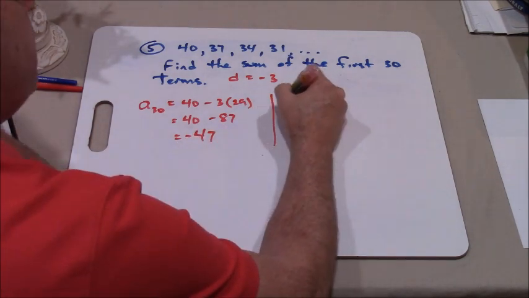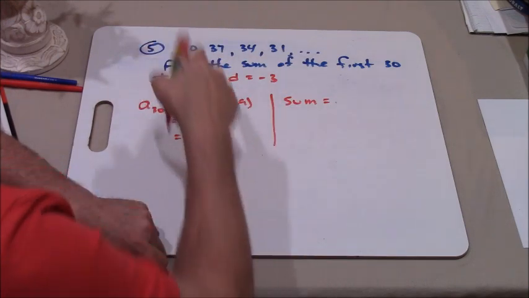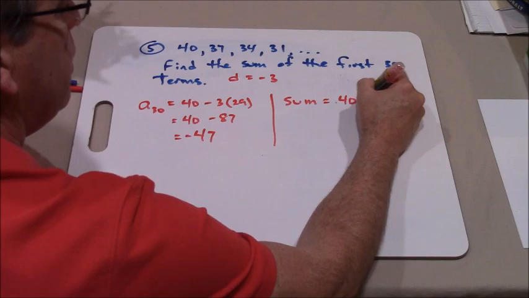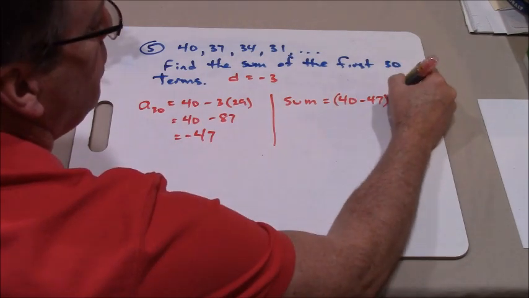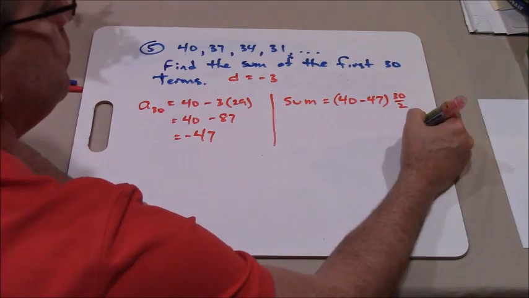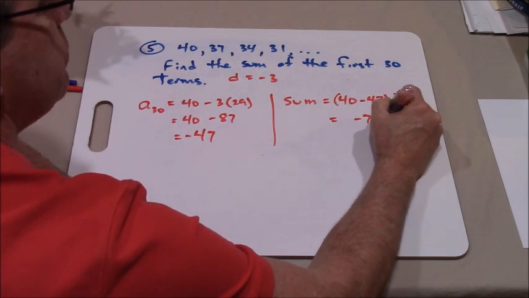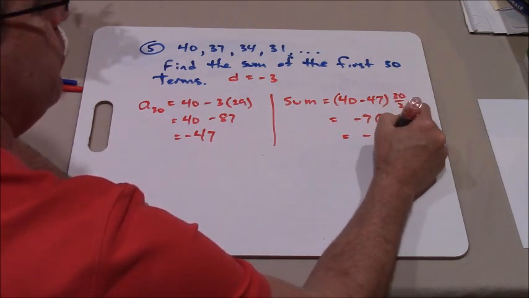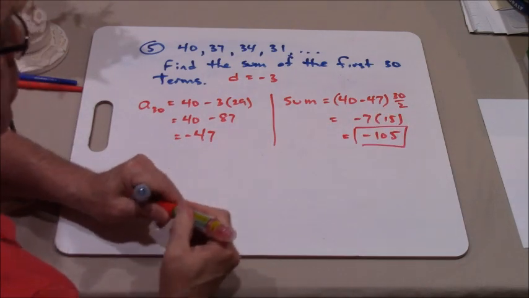So now I'm going to say that the sum is equal to the first plus the last. So I'm adding a negative, so minus 47. And my number of pairs is going to be 30 over 2. So really what I have here is a negative 7 times 15, which is a negative 105. There's the sum of the first 30 terms.